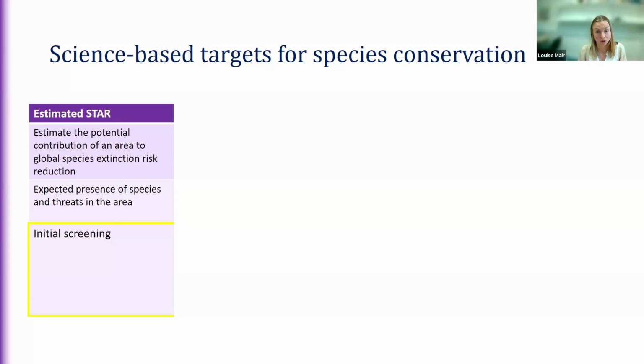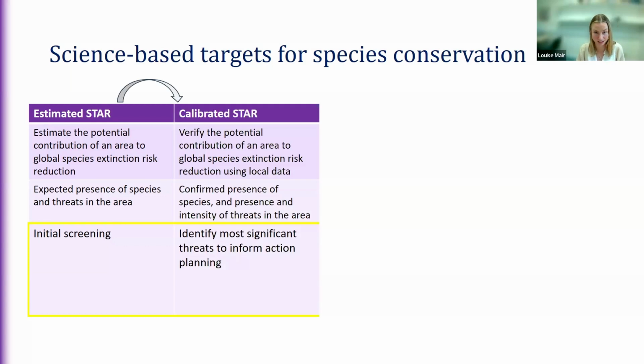If you're, for example, just working on one site, estimated STAR gives you that initial data on species and threats from which you can then work to carry out your calibration. So the next step is calculating calibrated STAR. During calibration, you use local data to verify the potential contribution of that area. And you do this by confirming the presence of species and the present intensity of threats in that area.